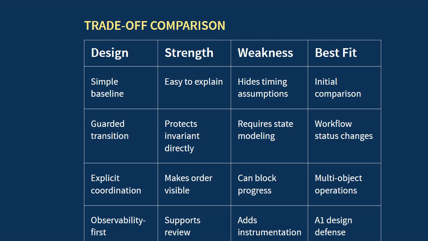The baseline is useful for comparison. Guarded transitions protect the invariant directly, explicit coordination makes order visible, and observability-first design strengthens the review. Should the A1 answer present one of these as the best design? Not universally. Your answer should justify the fit, what property was protected, what cost you accepted, and why that cost is reasonable for your system.